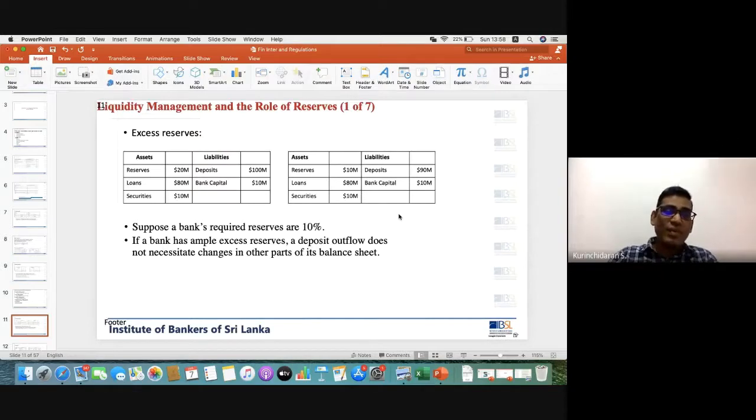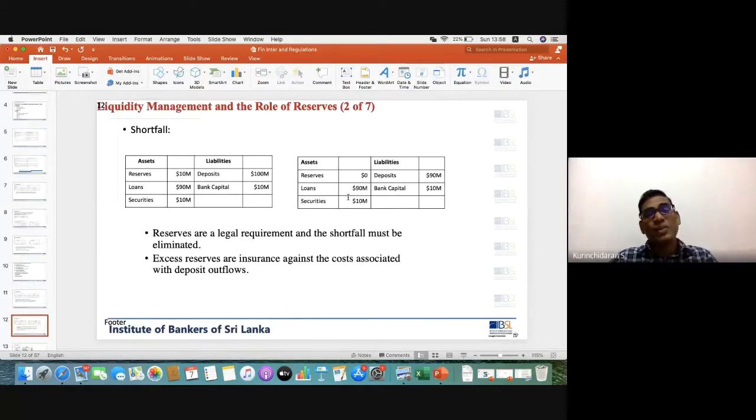So if a bank has ample excess reserve, a deposit outflow does not necessitate change in the other parts of the balance sheet, right? You see, nothing changes, only changes on deposits and reserves, nothing on loans, nothing on securities when you have excess reserve. But the problem is when you have a shortfall. Now see the balance sheet, the first one.